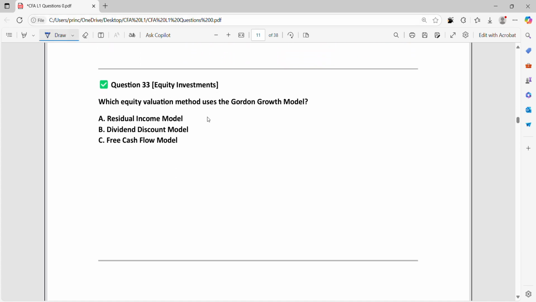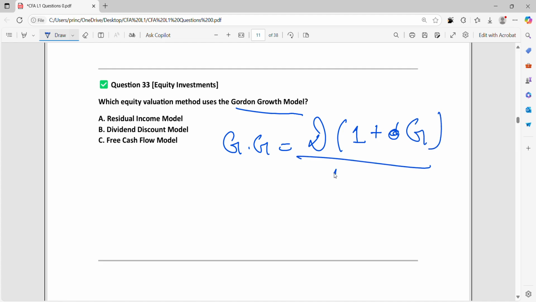Which equity valuation method uses the Gordon growth model? Okay, so the Gordon growth formula is equal to dividend into 1 plus growth by return minus growth. So we are mainly talking about dividend. So the correct option is B.